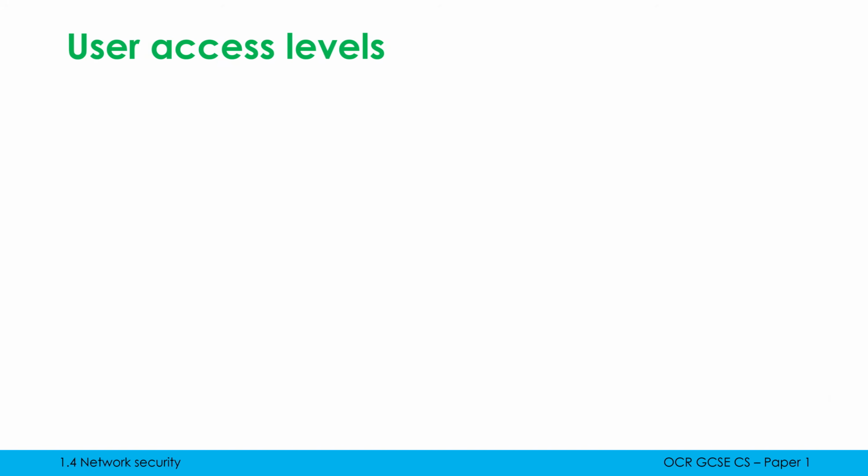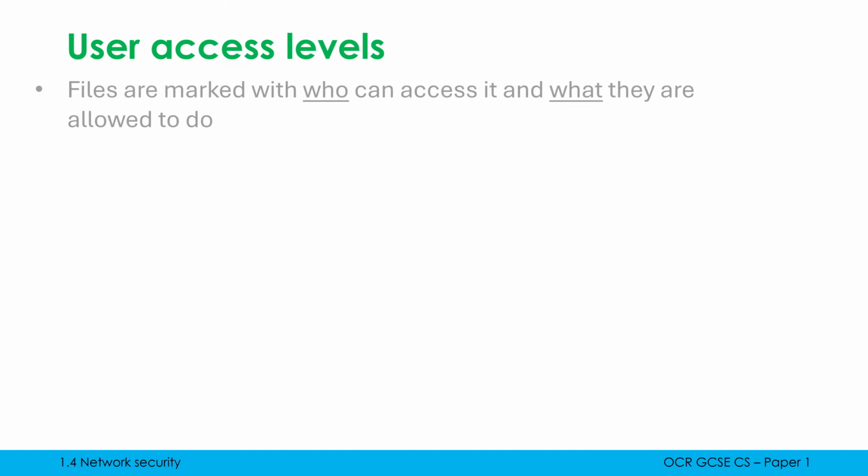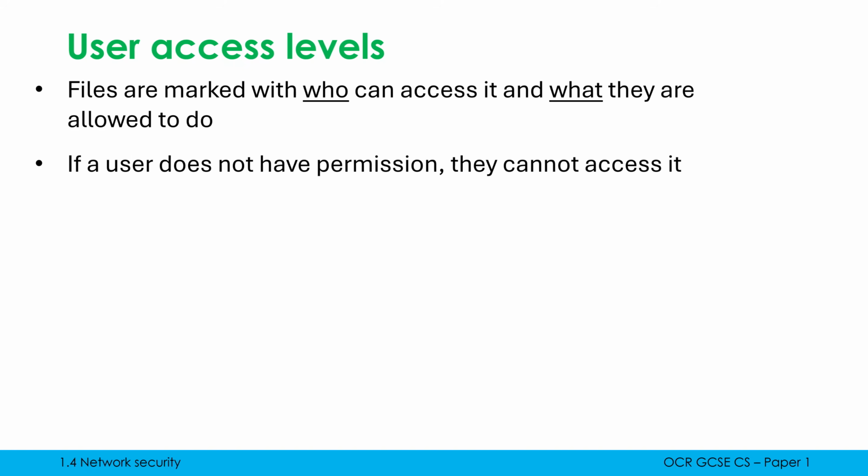Another useful measure is employing user access levels. This is useful for all kinds of different attacks, but sticking with malware, if malware was trying to delete different files on a computer, then these could potentially limit its spread. User access levels are where files are marked with who can access it and what they are allowed to do. So who can view it, who is able to edit it, and who is not allowed to access it at all. If you haven't got permission, then you cannot access this file.